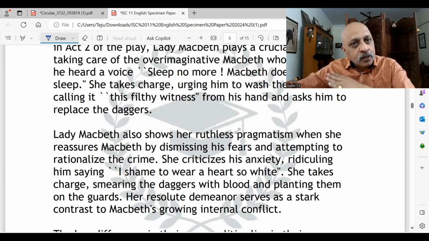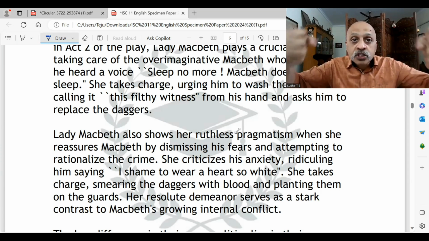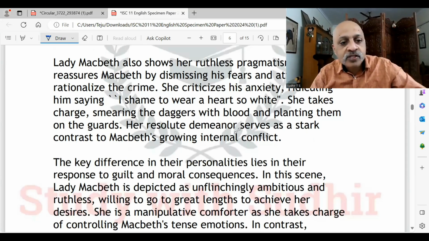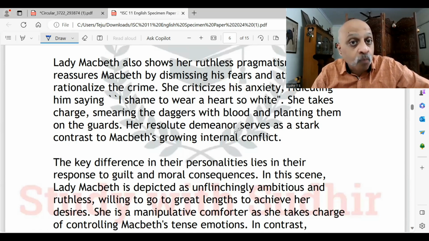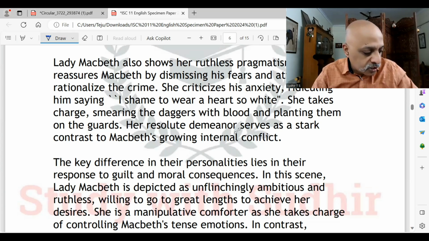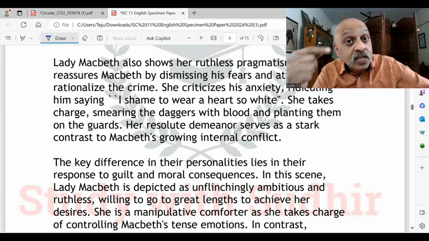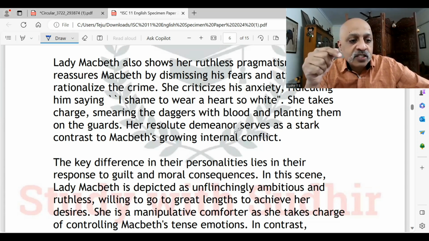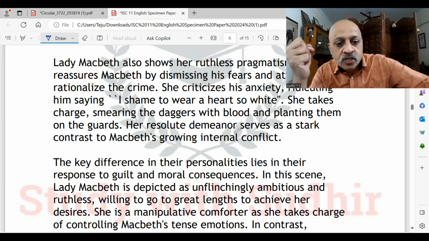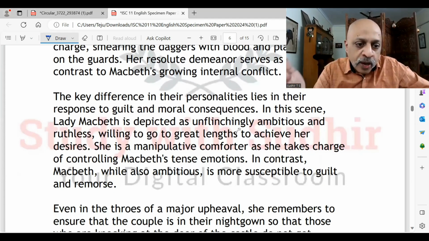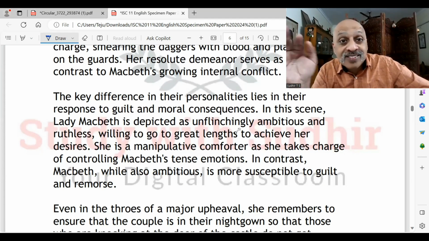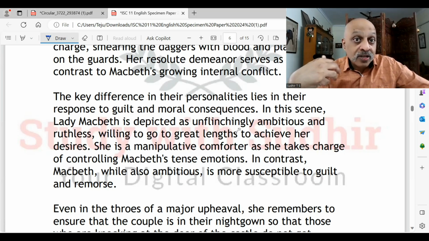Later on in the play, we see Lady Macbeth also suffering from guilt pangs, but right now, she's the person who is in charge. The key difference in their personalities lies in their response to guilt and moral consequences. In this scene, Lady Macbeth is depicted as unflinchingly ambitious and ruthless, willing to go to great lengths to achieve her desires. She's a manipulative comforter. She manipulates Macbeth's emotions as she takes charge of controlling Macbeth's tense emotions. In contrast, Macbeth, he's also ambitious, but he's more vulnerable, susceptible to guilt and remorse, regret.